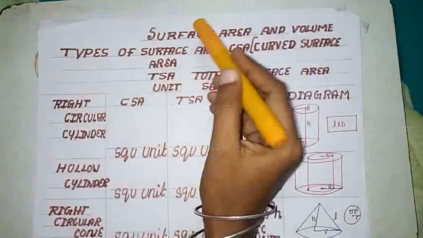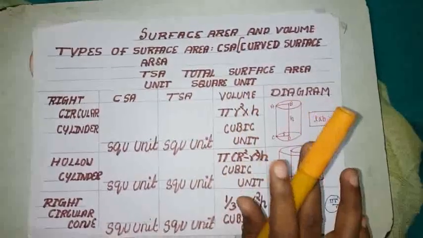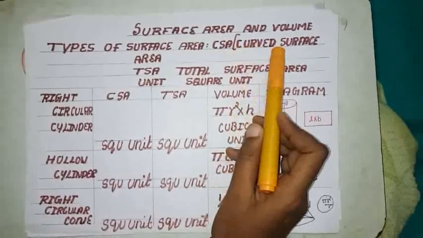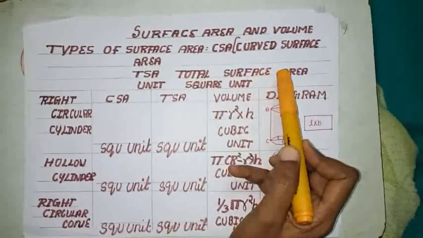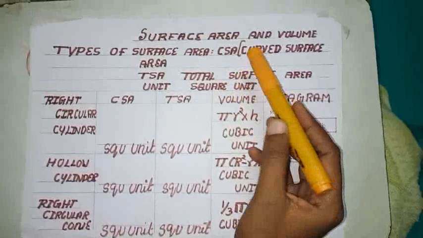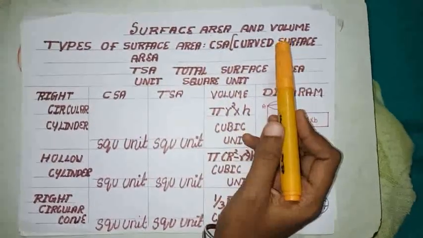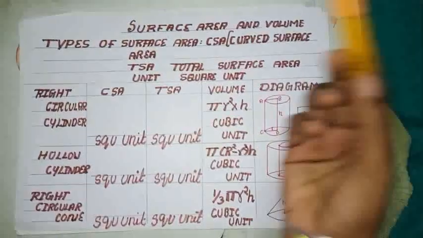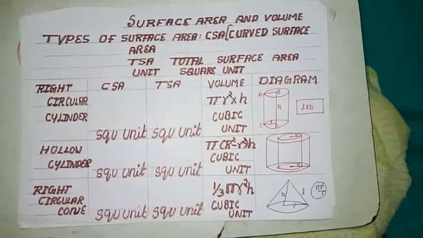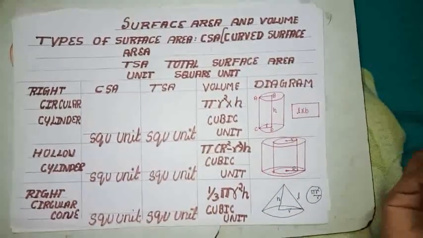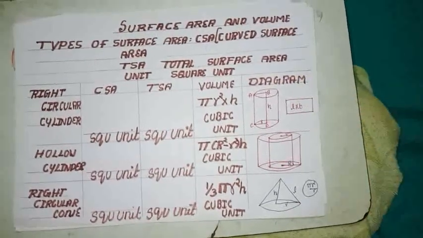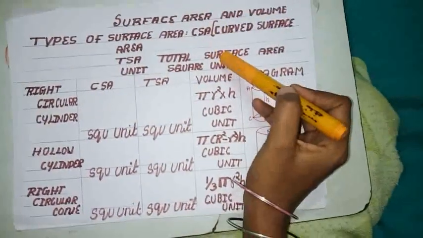First one, surface area. Surface area is just an area, classified into two types: one is curved surface area, another one is total surface area. The unit of surface area is square unit. Curved surface area is finding the outer side of the shape alone. Total surface area is finding the outer surface and inner surface area of the shape. Totally, we should find top, bottom, outer surface, inner surface, everything in a total surface area.